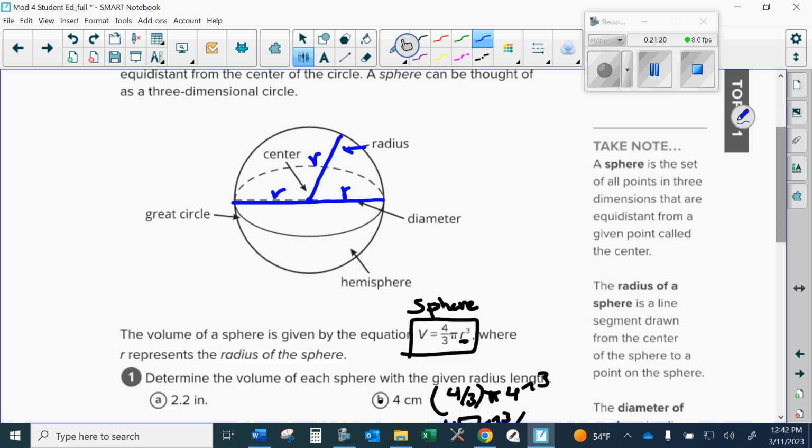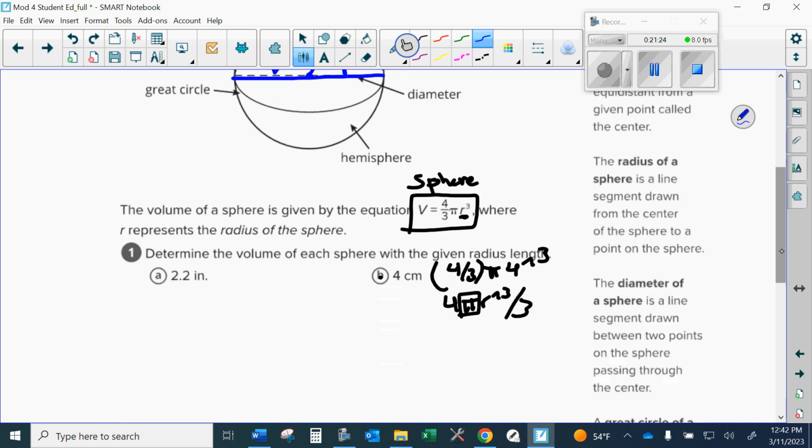Okay, so 4/3 pi r cubed. That's it. So if it says find the volume of a sphere whose given radius is this, it says 4/3 pi, and 4 cubed is 64. So 4 cubed is 64 times 4 is 256 pi over 3 is the final answer for the exact. And then whatever the units are cubed.